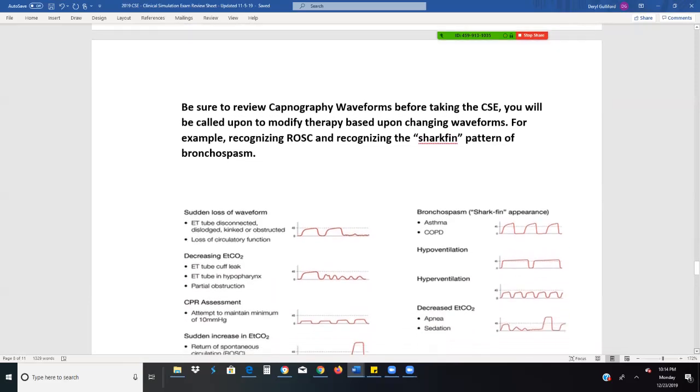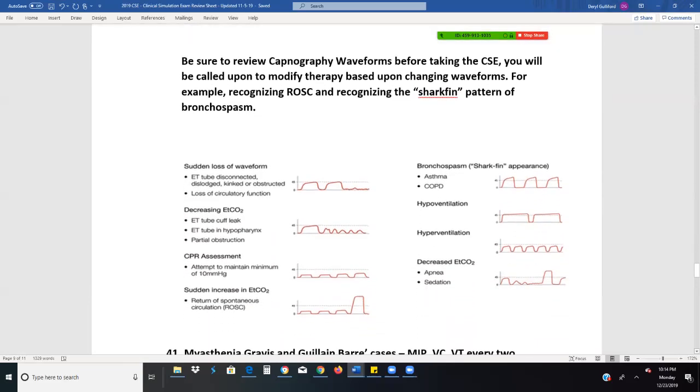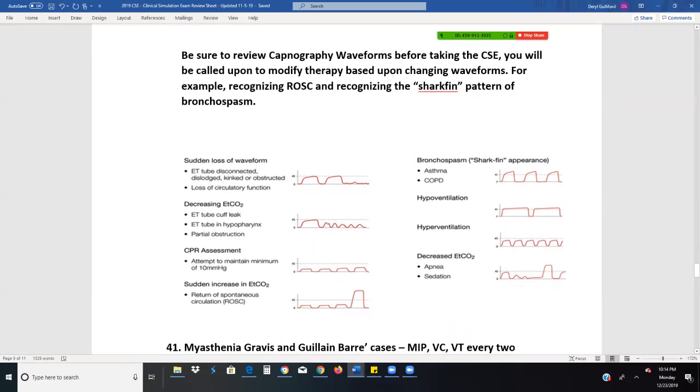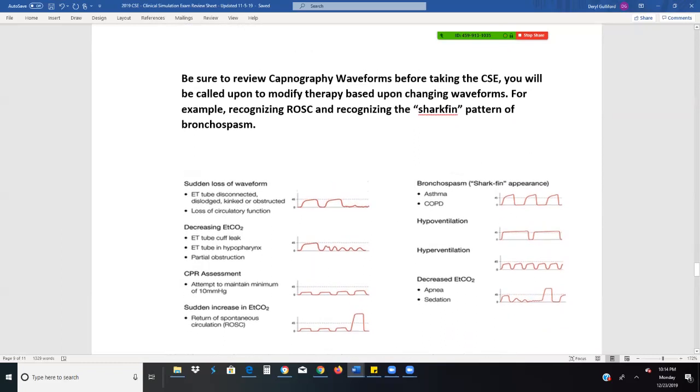Shark fin pattern of bronchospasm is a famous waveform, of course. That tells us the patient's in bronchospasm. They're not just telling us they need a treatment, they really do. They're in bronchospasm because they have the shark fin.